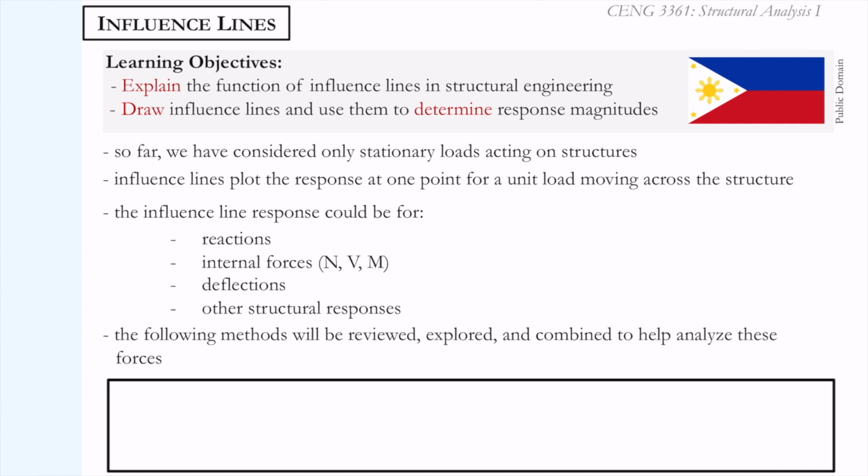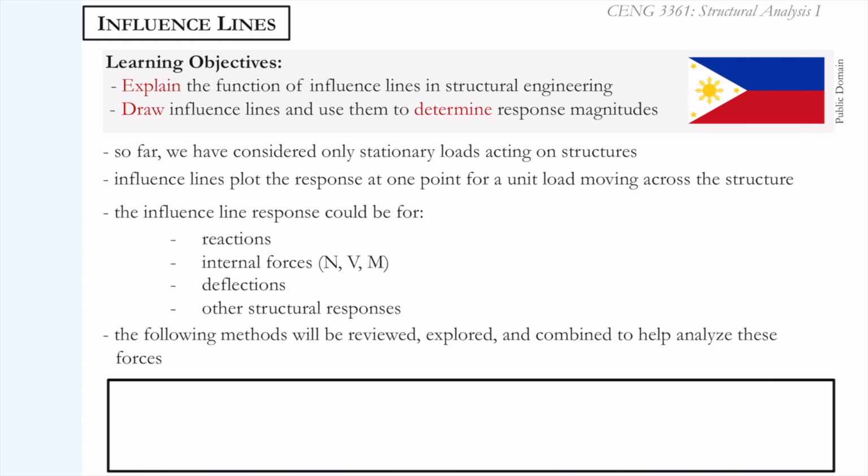What we want to do with influence lines is not look at just one loading situation. We want to plot the response for a moving load, but because the load is moving, we can only plot the response for one specific item or one specific point. For instance, the influence line could be plotted for reactions, internal forces, deflections, and other structural responses.